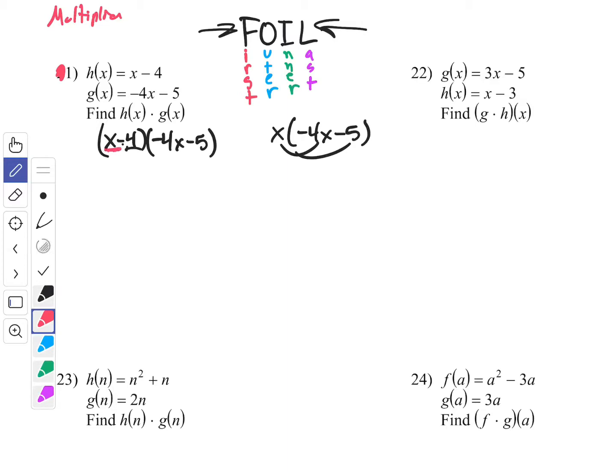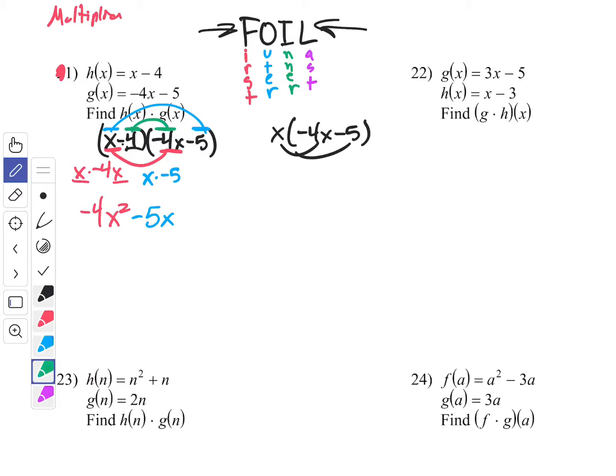So the first represents the first term in each group, in each binomial, because there's 2 of them. So I'd go x times negative 4x. X times x is x squared with the negative 4 out front. Then the outer represents the 2 pieces on the outside. Okay, so that would be x times negative 5, which would be a negative 5x, or minus 5x. The inner now is the 2 pieces in the middle. Okay, I guess I forgot to draw the combining line.